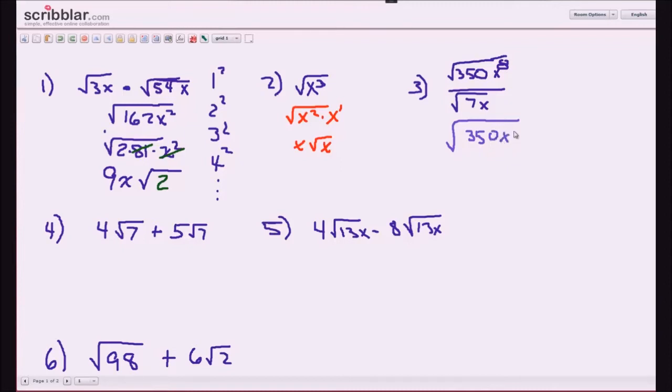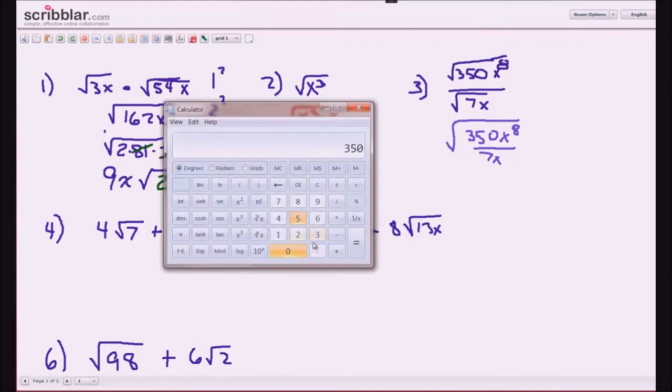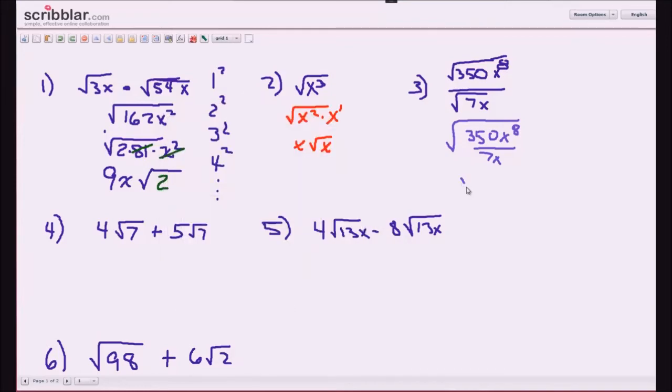And so, after we put on the 1 square root, we can actually simplify this to make it a little easier on ourselves. Alright, so 350 divided by 7. What in the world is that? 350 divided by 7, 50. Here we go. So that's going to end up being root 50.